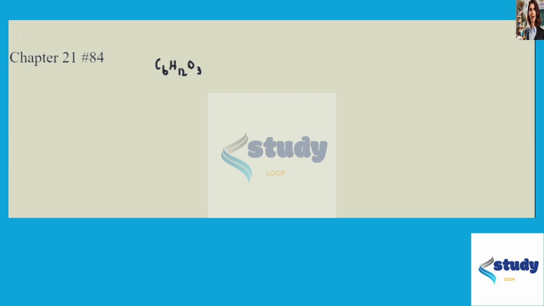This is the answer to Chapter 21, problem number 84 from the Smith Organic Chemistry textbook. This problem says an unknown compound C of molecular formula C6H12O3 exhibits a strong absorption in its IR spectrum at 1718 wave numbers and has the given proton NMR. What is the structure of molecule C?